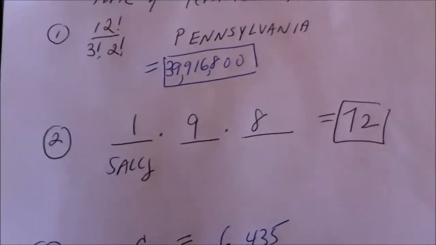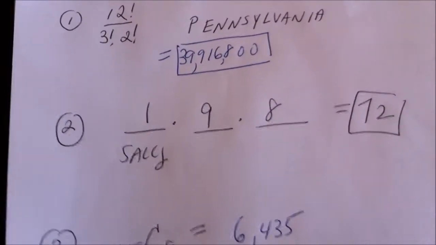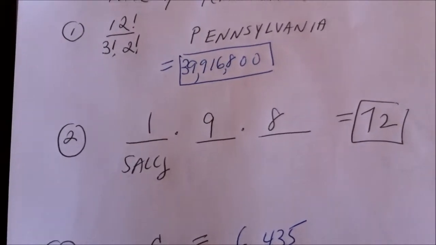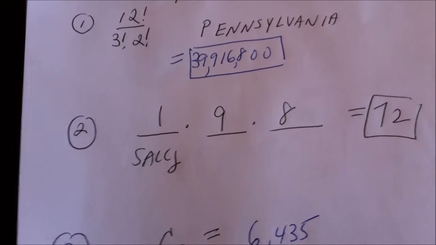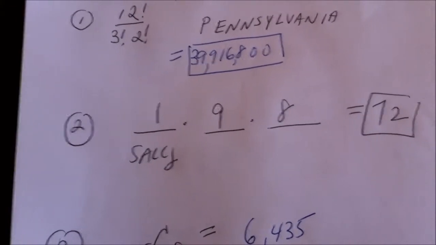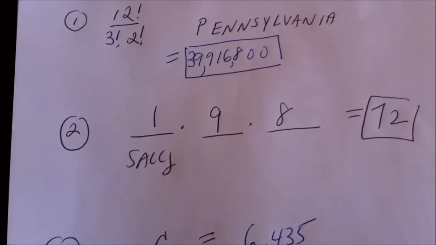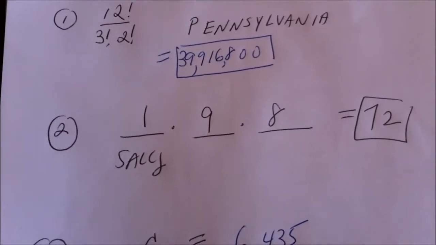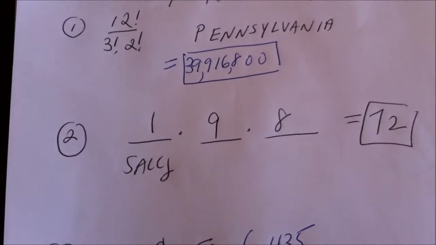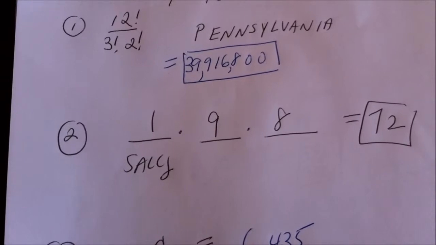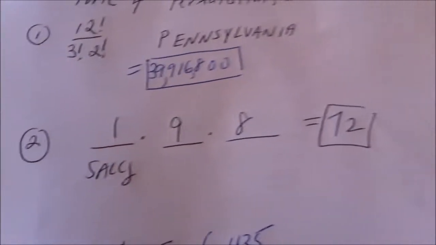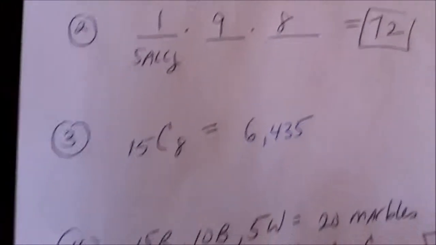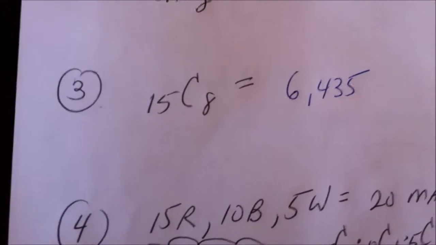With number 2, order mattered, so it's a permutation. And we use slots here. The reason why I have a 1 in the first slot is it said out of the 10 people racing, Sally had to come in first. So there's only one Sally, apparently. So it's 1, and there are 9 people left since Sally's out of the race, out of the 10 people. One of those 9 came in second, and there are 8 left, and you multiply that out to get your 72.